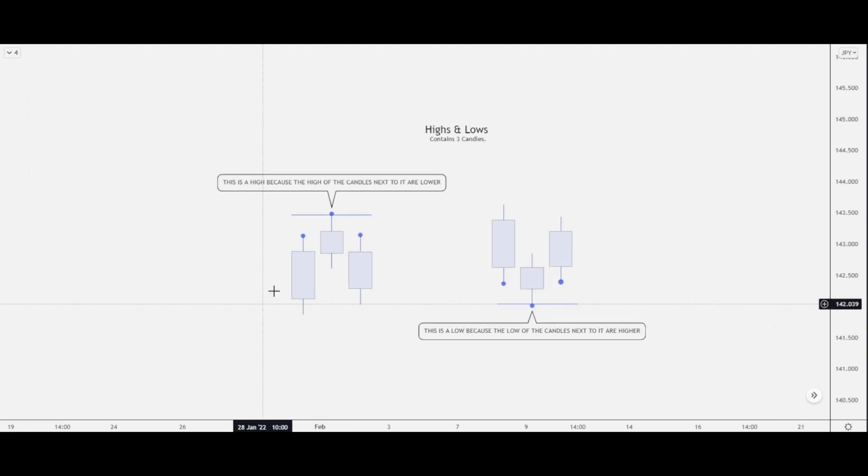So as you can see, a high and low contains 3 candles. That's all you need to identify a high and low. Now this is the high.